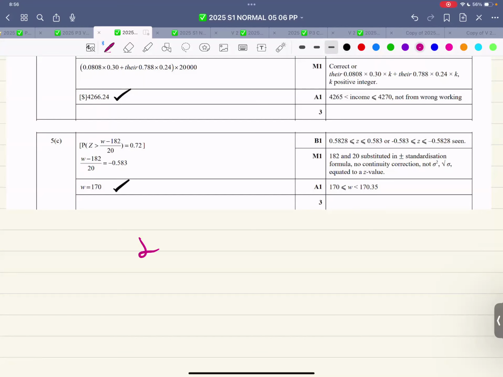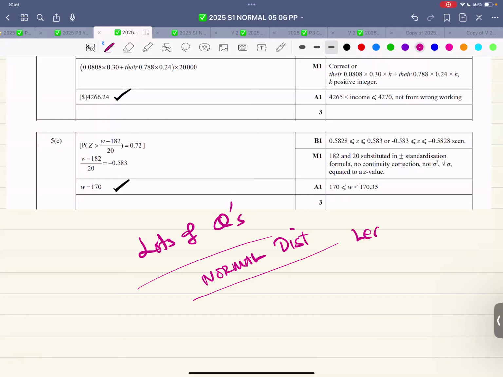So we have done lots of questions related to normal distribution. And this was lecture number 6. Lecture number 7 was done in class. So it's all done and dusted. So the chapter is all over.